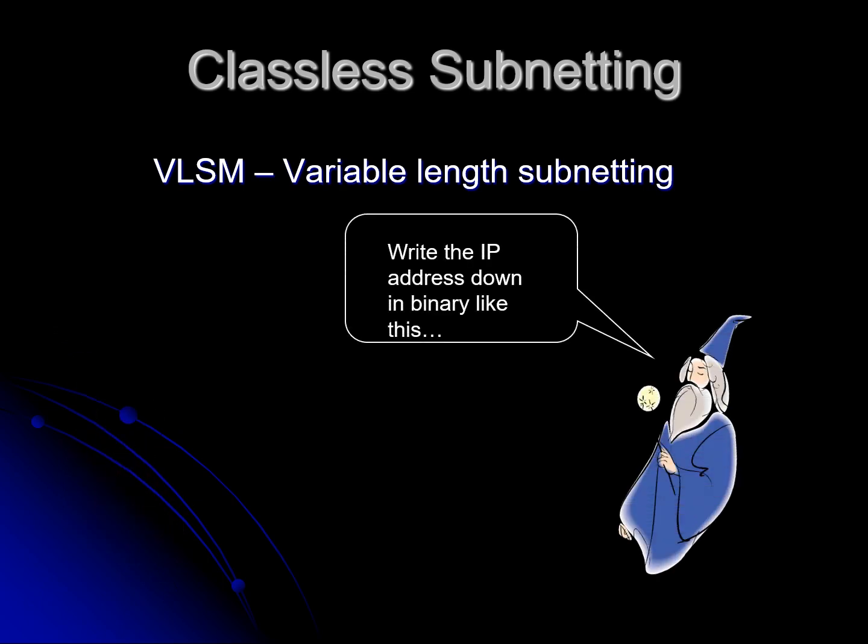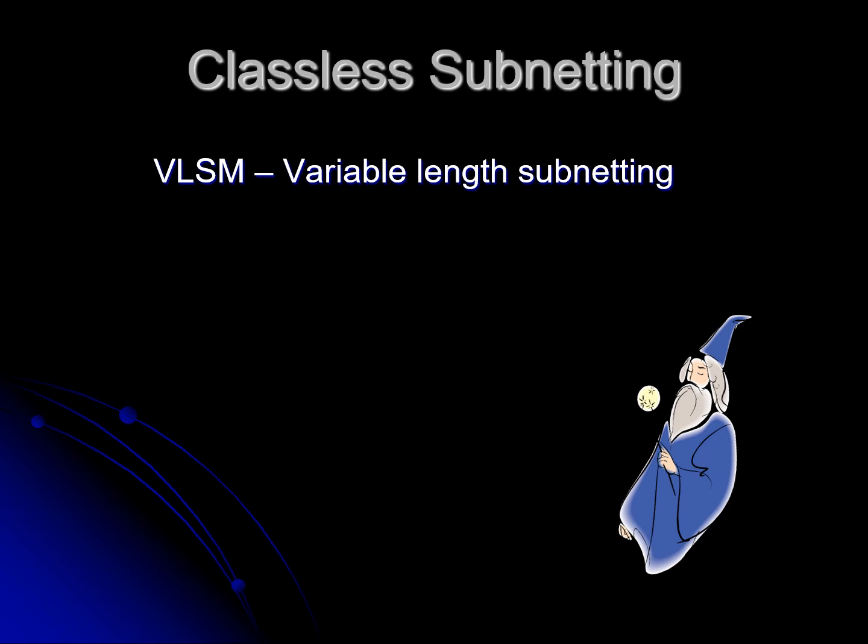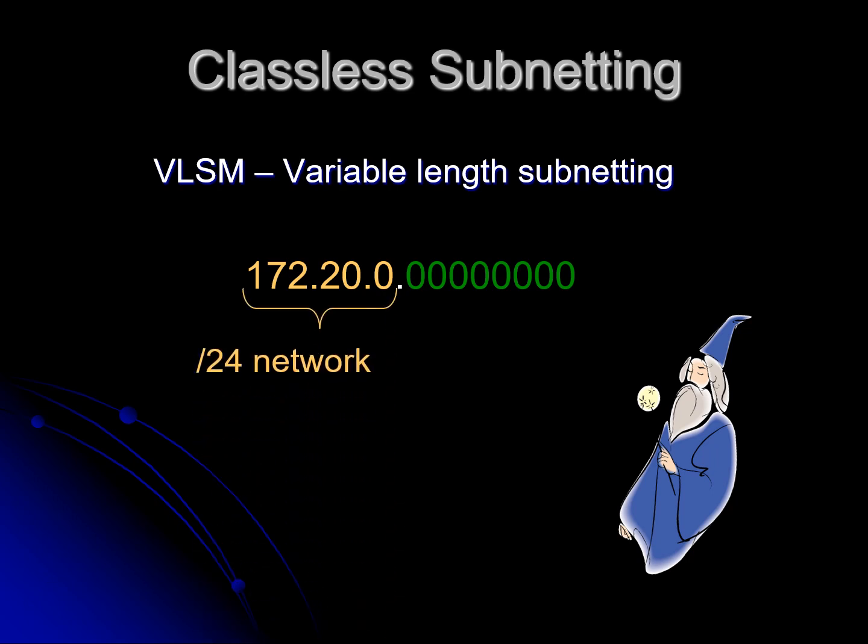You write down the IP address in binary, like so. You have 172.20.0, and because it's a /24 IP address, the last octet will be like so. That's your /24 network, and your host bits, you have 8 of those.